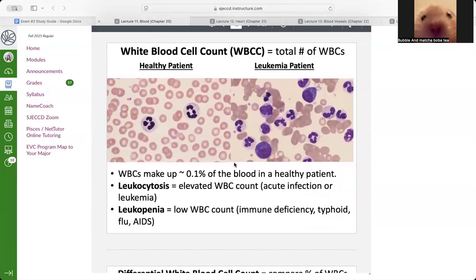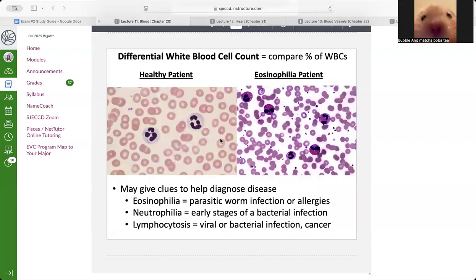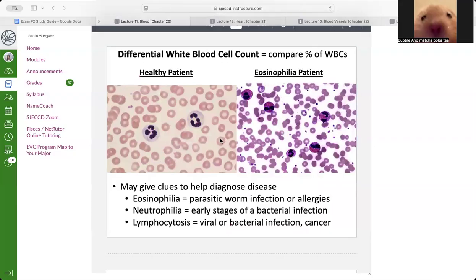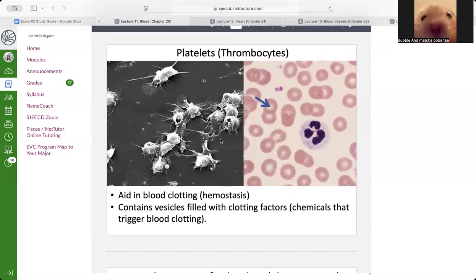Okay, so with a leukemia patient, remember how I told you guys they release warriors? If they release too many of these leukocytes, that means there's an infection going on. With eosinophils, what do eosinophils do? Remember what I told you guys? They're the exterminators. You need a lot of exterminators if you have a lot of termites. Same thing: if you have a lot of parasitic worms, you need a lot of exterminators. Neutrophilia, bacterial infection. Lymphocytosis, cancer. Remember lymphocytes? They're the laser specialists. Neutrophils, they're the ninja killers.